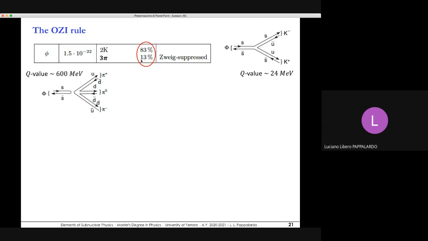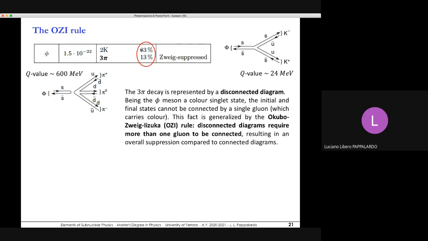Okay, and this is due to the so-called OZI rule. So I promised you to come back to this, and now we will come back. So let's try to understand what is going on here. So the 3 pion decay, as you can see here, is represented by a disconnected diagram. Okay, so there are no quark lines connecting the initial state and the final state, at variance with the other decay here.